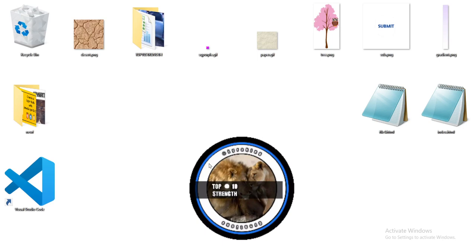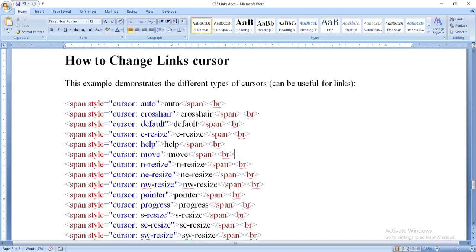Welcome back everyone. Quickly, let's continue our discussion on CSS links. And right now we'll be discussing how to change the links cursor. In this example, we will demonstrate the different types of cursors you can specify in your links. So right now let's get started.